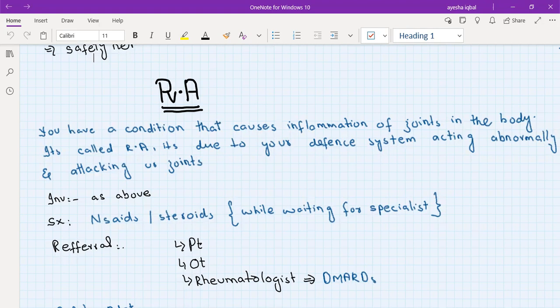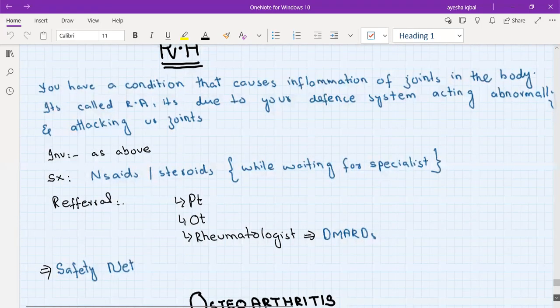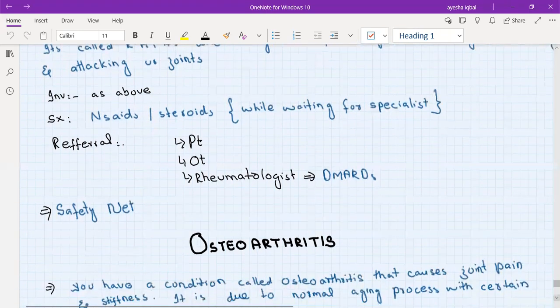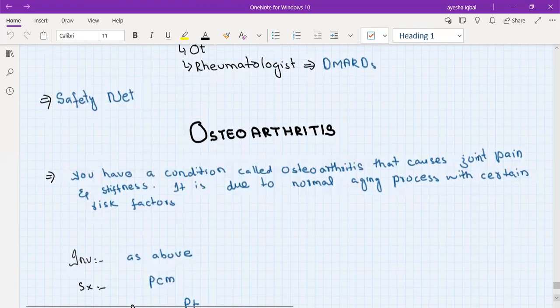So here the symptomatic treatment is again NSAIDs and steroids while waiting for specialist referrals. So you will refer this patient to PT, OT, and rheumatology again, and will tell the patient that the rheumatologist will start them on specific medications, which are called DMARDs, and they will delay the progression of this disease. However, this is a long-term condition, and they may need to take DMARDs for a long time, maybe a few years or sometimes even lifelong. Okay. Again, please remember to safety net against septic arthritis.